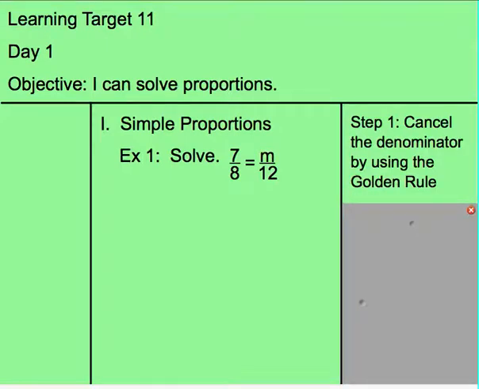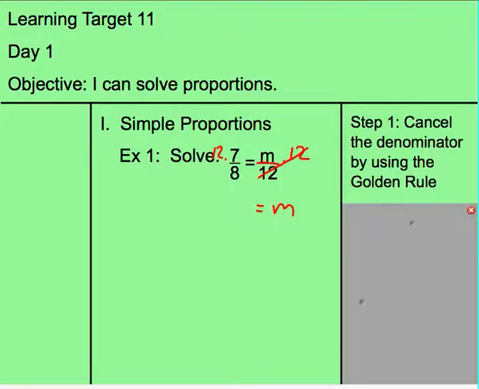What does this bar mean? It means division. How do we cancel division? We multiply. So I'm going to multiply both sides by 12. Why? To cancel the 12 in the denominator, leaving me with m.